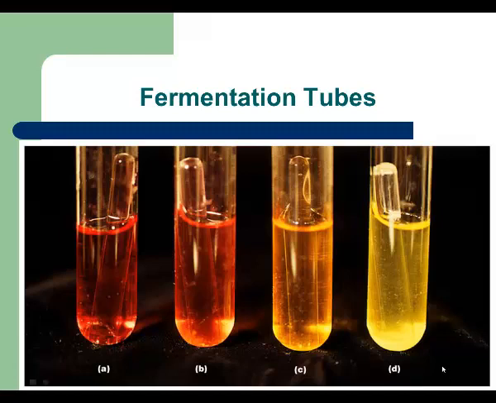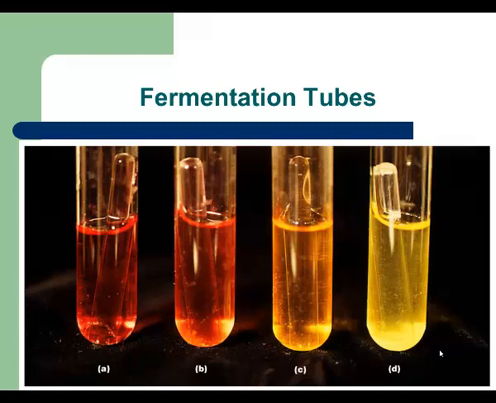When we evaluate results of fermentation tubes, we always answer three main questions. First question: is there bacterial growth in the tube? If there is bacterial growth in the tube, you will be able to see cloudiness in the tube. Second question: did fermentation occur in the tube? If fermentation occurred, the color of the tube will change from pink into either orange or yellow.